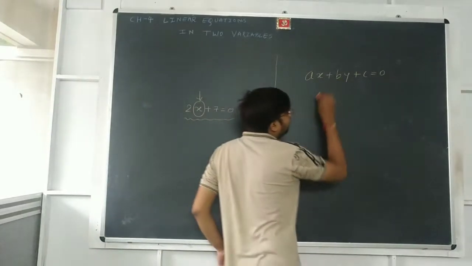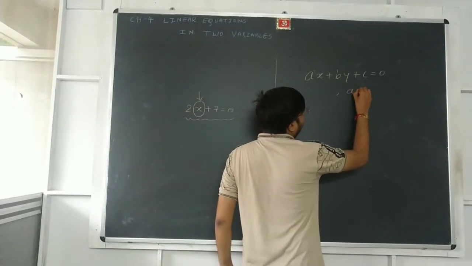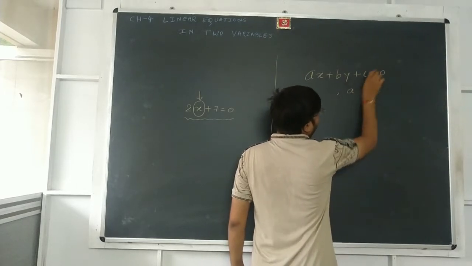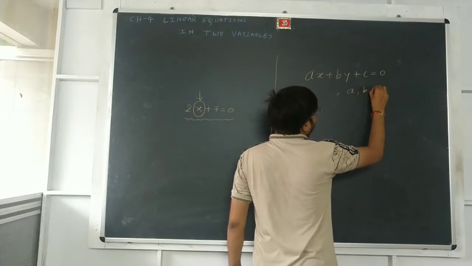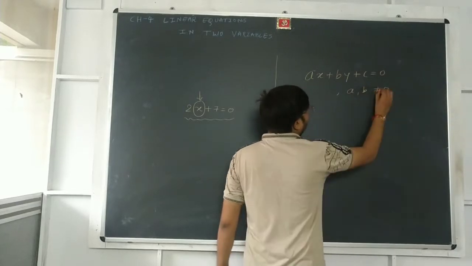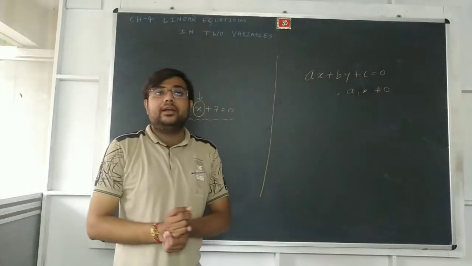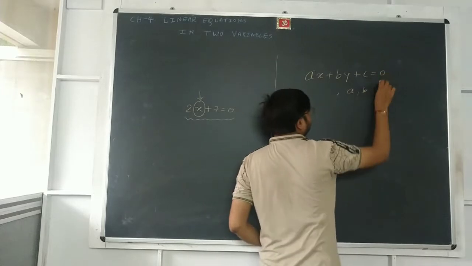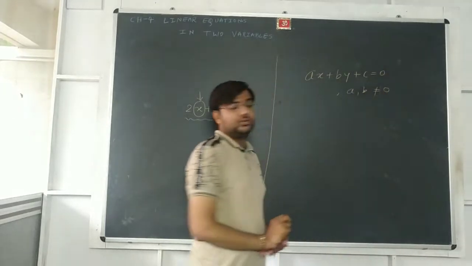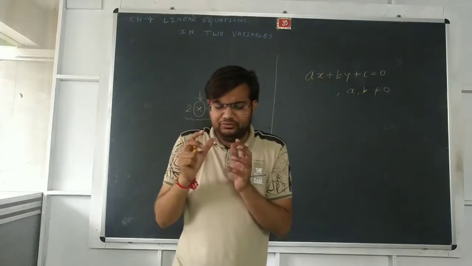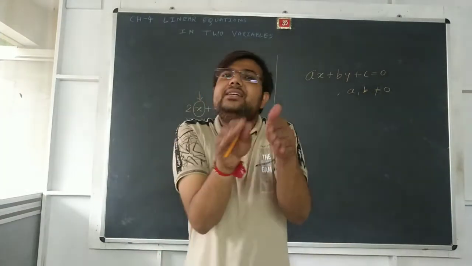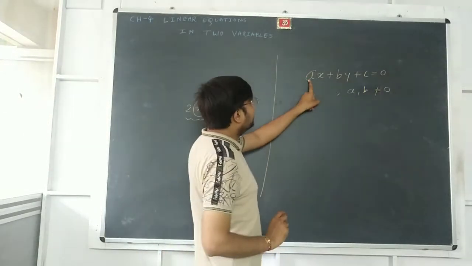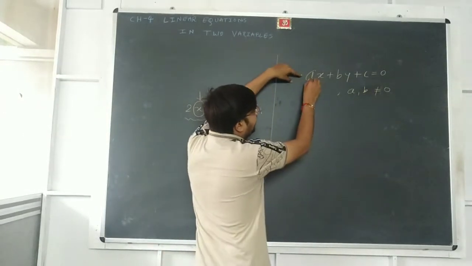Now there is one condition: a and b are not equal to 0. Why are a and b not equal to 0? Anyone knows? Because suppose a is 0. I am putting here a is equal to 0.